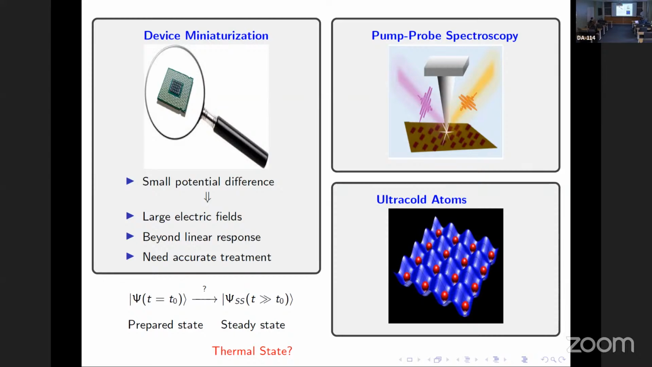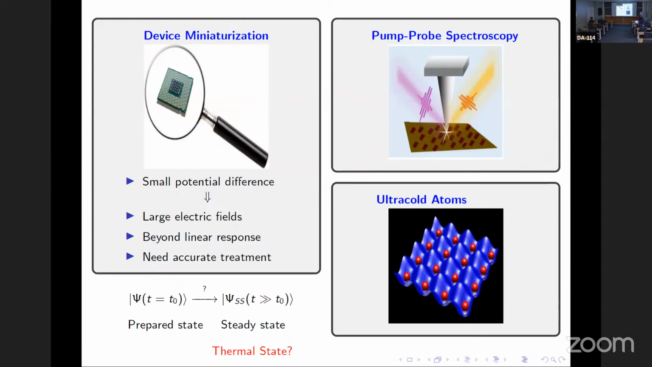And of course, you have recent experimental advances in, say, pump probe spectroscopy, for instance, where you have a strong pump that's going to drive your system out of equilibrium, and then you'll have a weaker probe that then assesses the excitations in the system. And those non-equilibrium dynamics, non-equilibrium excitations in the system will teach you something about the underlying competing orders in the system that you have.